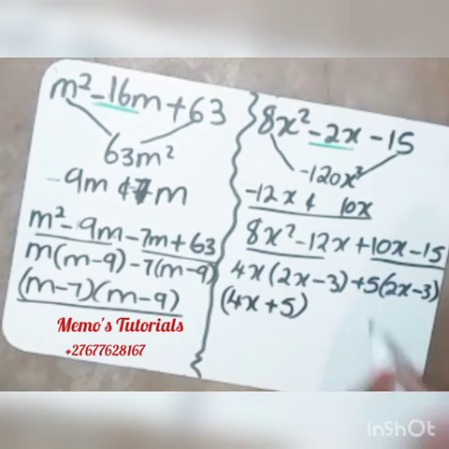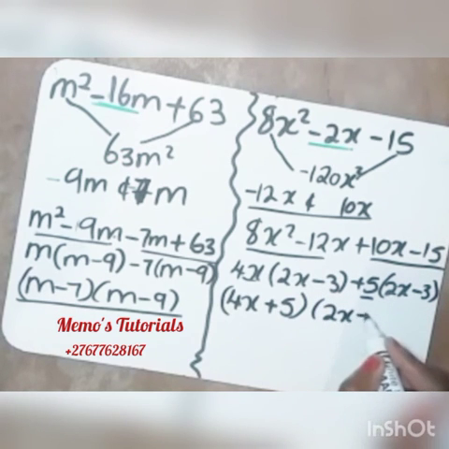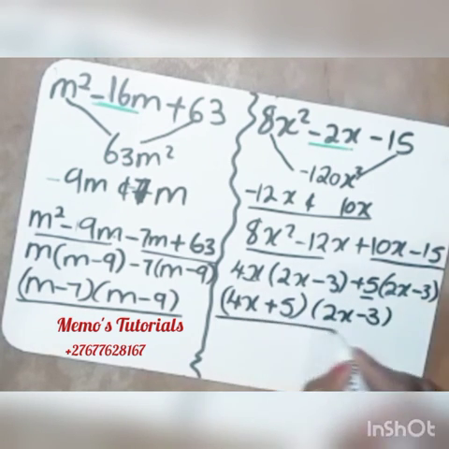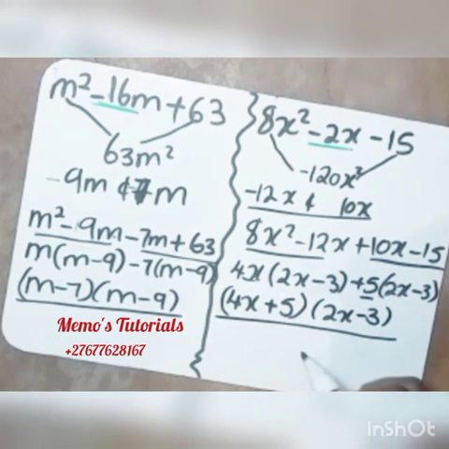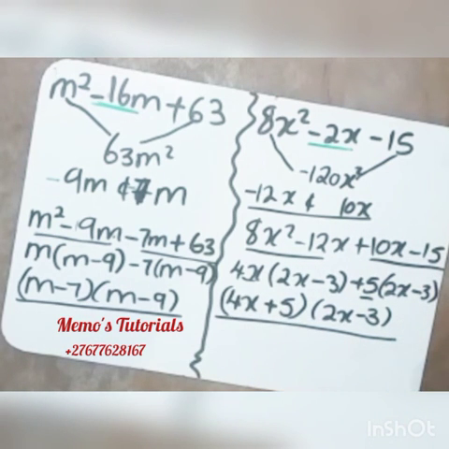4x plus 5, they form one bracket. And as you can see, we have 2x minus 3 here and 2x minus 3 there. We'll only take this one, which is we'll only write it once. So our final answer for this particular question, the first bracket is 4x plus 5, the second bracket 2x minus 3.